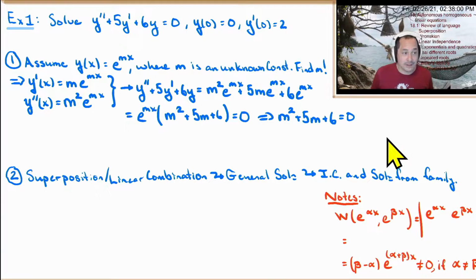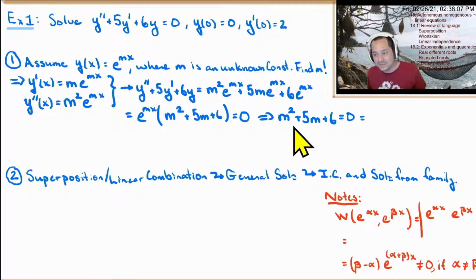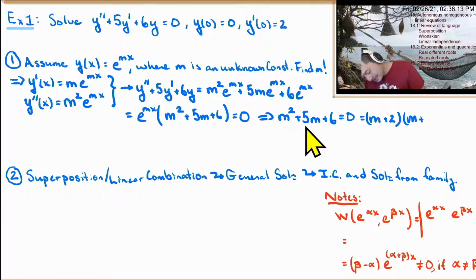Yeah, it's a quadratic equation, and what am I asked to do? I'm asked to find the roots of that quadratic equation, and so what do you know? What does this factor into? This factors into m plus 2 times m plus 3. And so what are my m values that would satisfy this? m is equal to -2, and m is equal to -3.